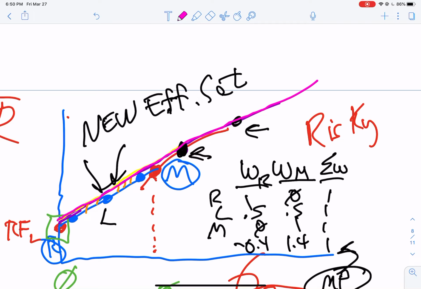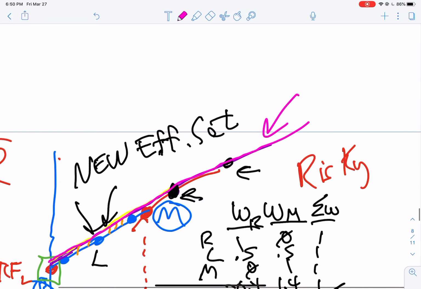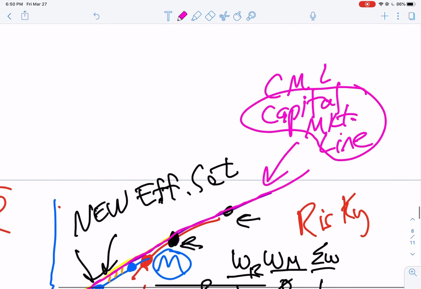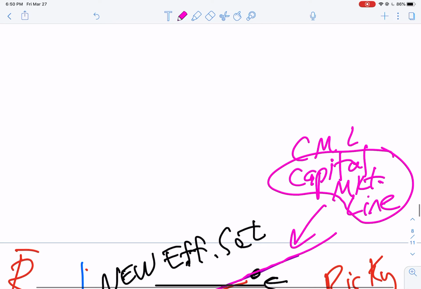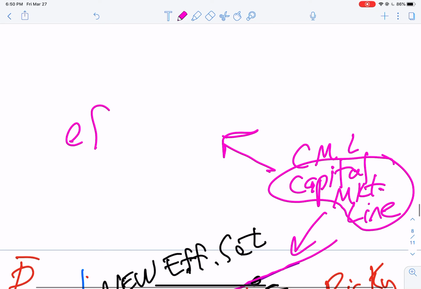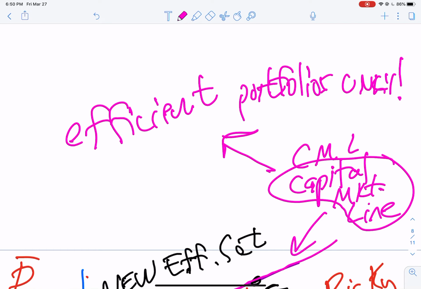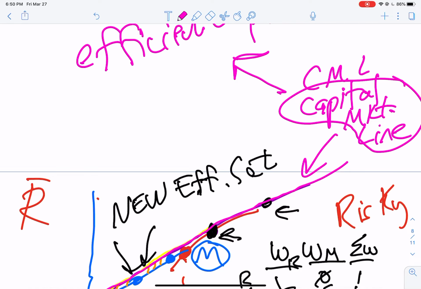That pink line there has a name, and it's called the CML, or the capital market line, and it is comprised of efficient portfolios, only efficient portfolios. Nothing else is on that line. No inefficient portfolios, no individual stocks.